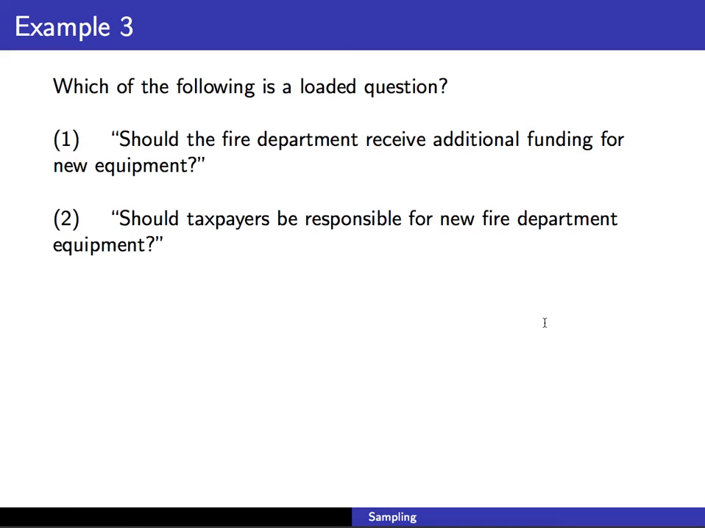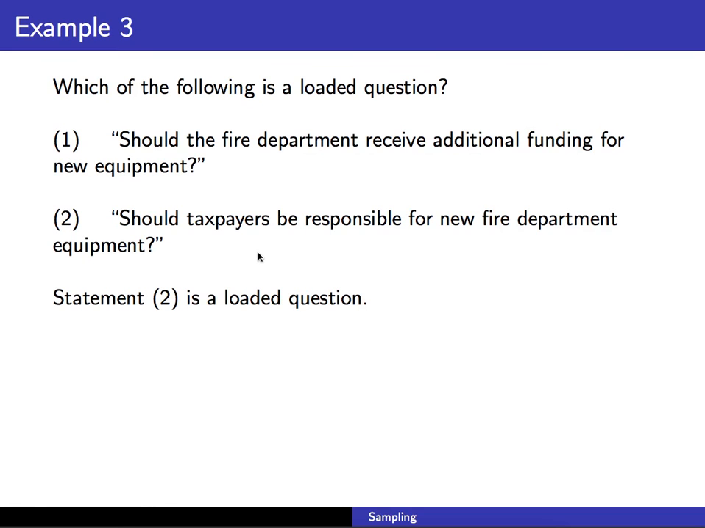Example 3: which of the following is a loaded question? Statement one: should the fire department receive additional funding for new equipment? Statement two: should taxpayers be responsible for new fire department equipment? Which of the following do you think is a loaded question that's designed to either mislead or elicit a prescribed response? Is it the first one or the second one? Well, let's see if you're right. It's actually statement two.